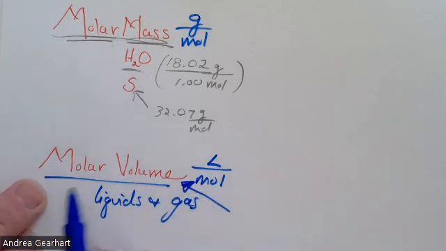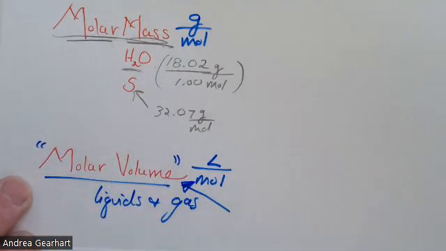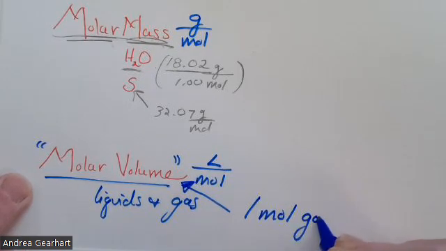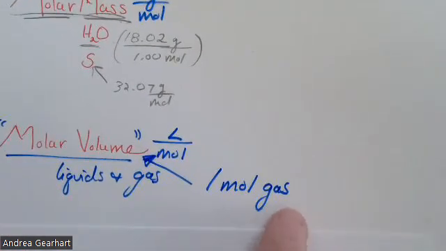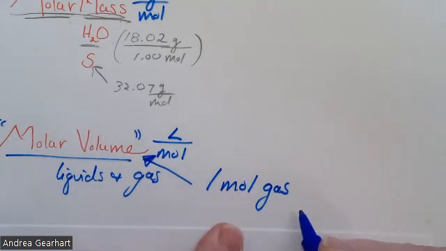Specifically, though, when we use the term molar volume, we are talking about 1 mole of any gas. Remember, the identity does not matter. So this could be nitrogen or oxygen or carbon dioxide or water vapor. 1 mole of any gas.